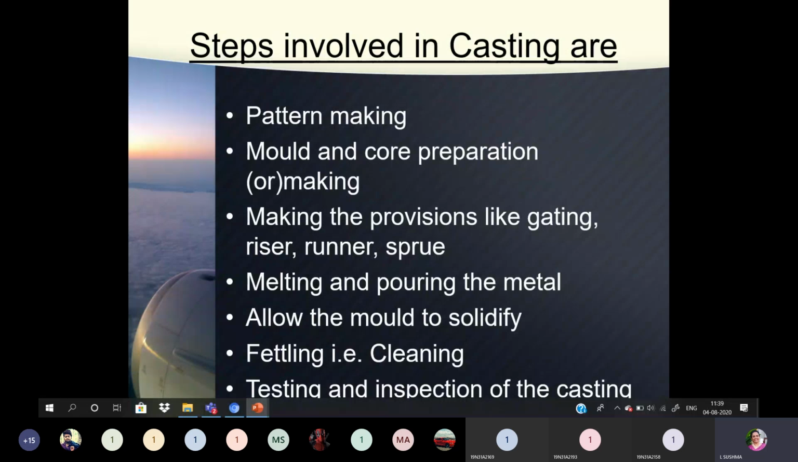First one is pattern making. What is pattern? Pattern is nothing but the replica of the final object that you want. First step is pattern making.